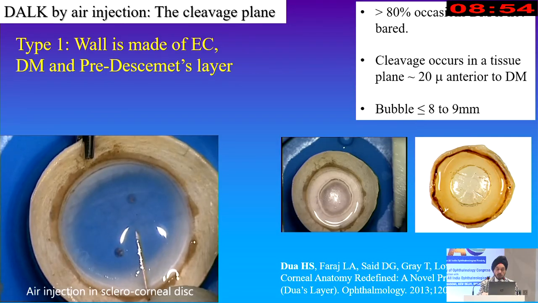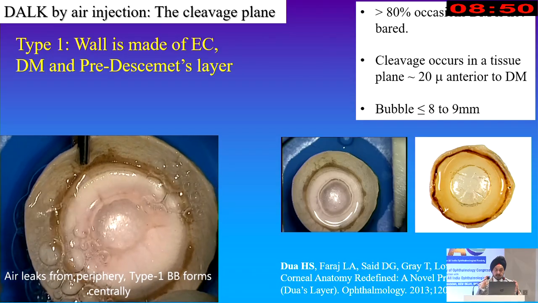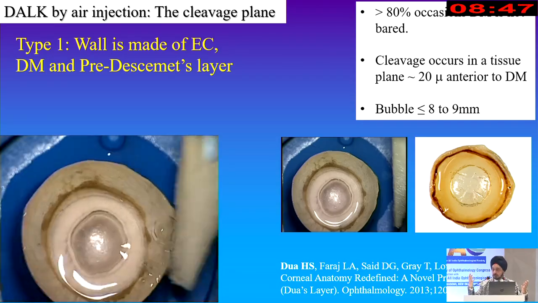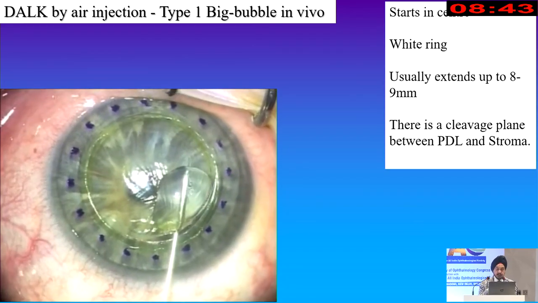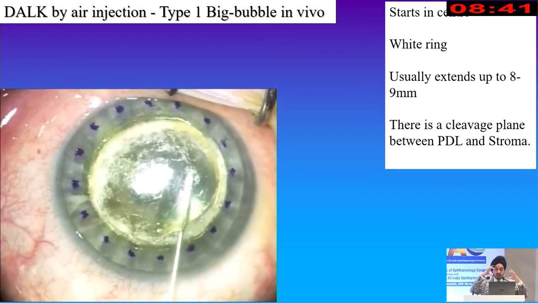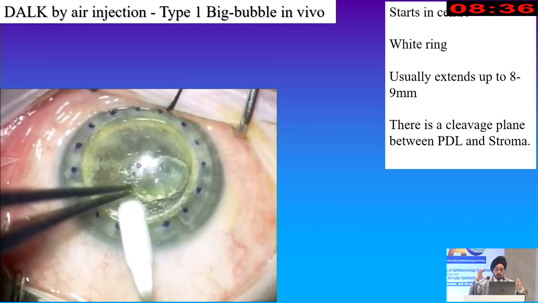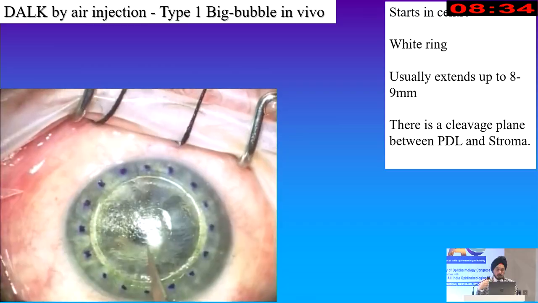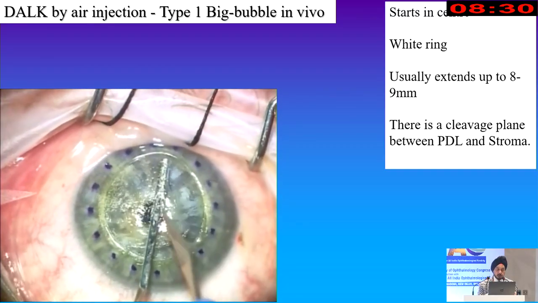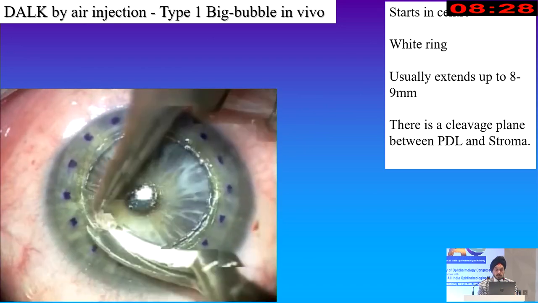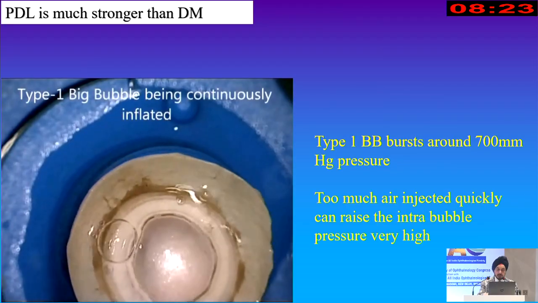Now, this is what happens in the human eye. You see that circular movement is coalescing in the center, lifts to form the type 1 bubble. And when we do DALK, as Nicholas just showed you, you're injecting air. Now, because there's a cut in the cornea, the air may not go to the periphery, but you get that bubble with a white ring. You take the top off, you puncture the bubble, release the air, cut it into 4 quadrants, and you take that and put the new cornea. So what you've exposed there is the anterior surface of the pre-Descemet's layer.